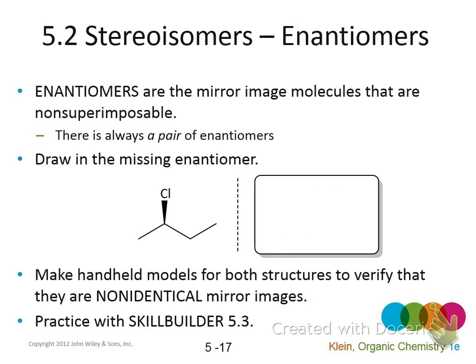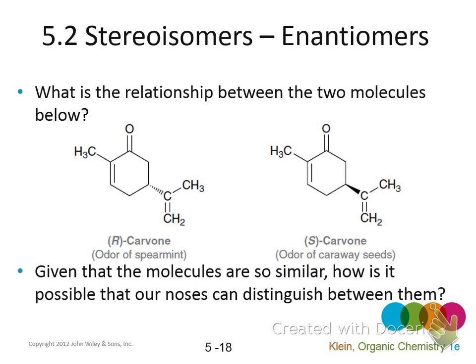Okay. What's the relationship between these two molecules? And by the way, that one on the left is spearmint and the one on the right is caraway. They're enantiomers of each other. They have a double bond over here. That double bond can't be rotated. It can't be cis or trans. And it's the same here, right? So these are enantiomers of each other, the mirror images of each other.